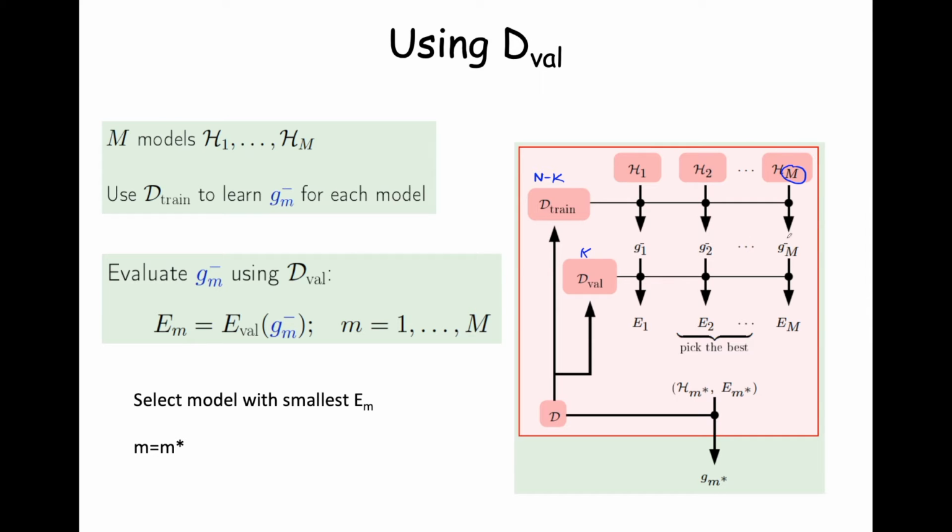Now, once we have our finalists, these G1 minus through GM minus, we run the validation set through each one of them, and we get an estimate of out-of-sample error, E1 for G1 minus, E2 for G2 minus, through EM for GM minus. And we use these estimates of out-of-sample error to pick the best performing limited final hypothesis. We're calling that Em star, which is the smallest or best out-of-sample error estimate, associated with the mth hypothesis set.